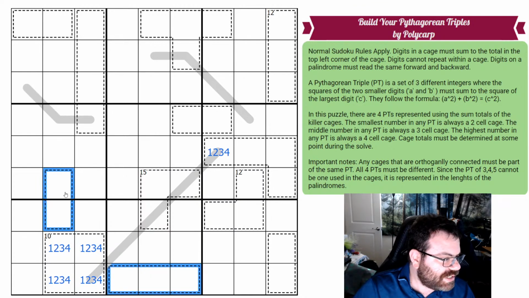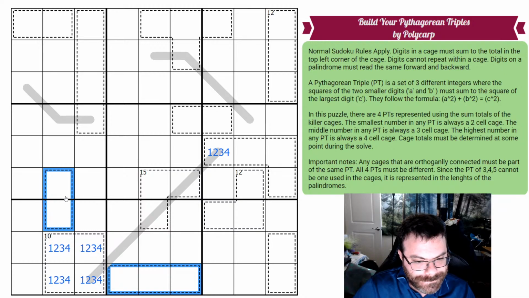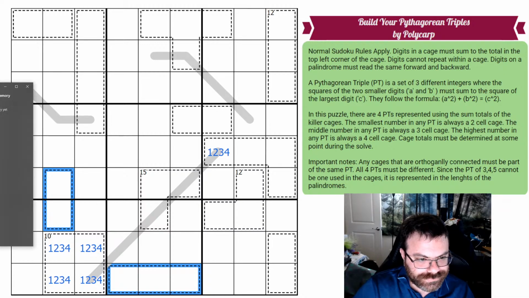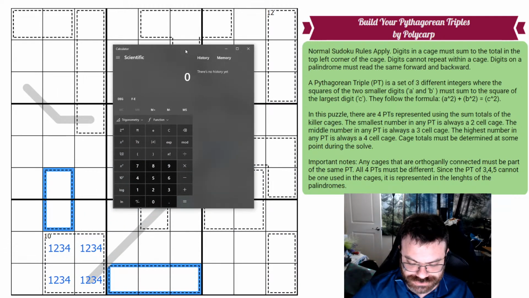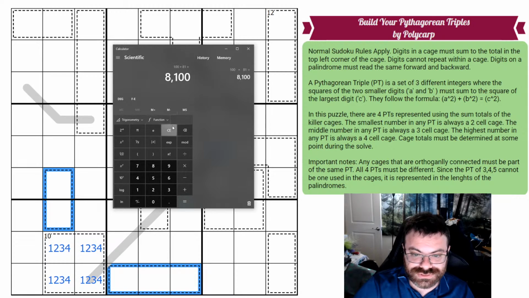So 6, 8, 10, is that the only one? Is there a good way to determine this? So 99 is definitely not a perfect square. What are the perfect squares under 100? 9 times 9 is 81. But 19 is not a perfect square. We could be 64. That would be the 6, 8, 10.